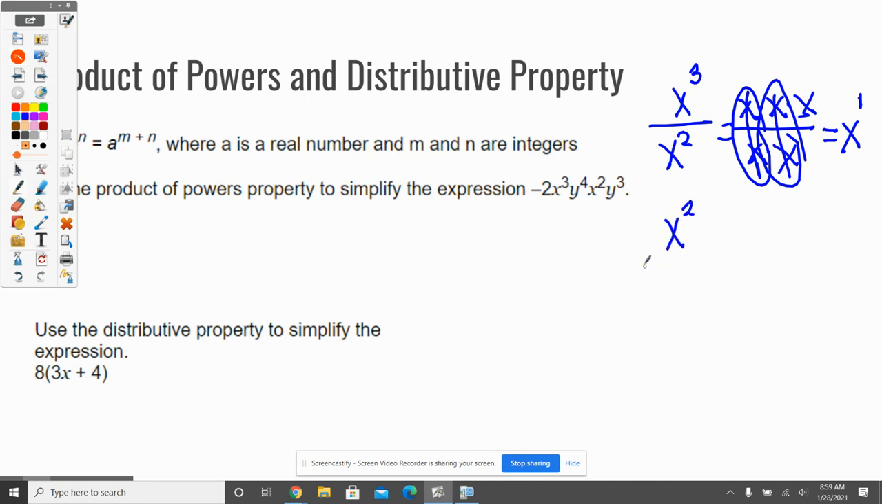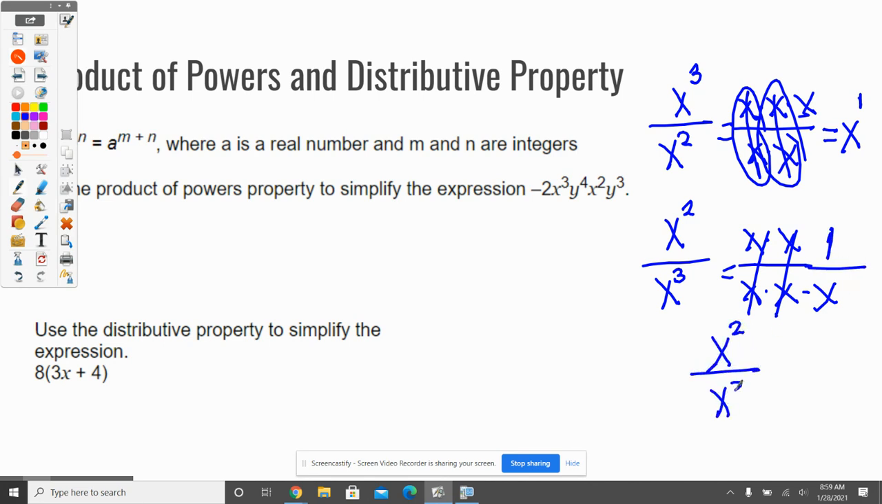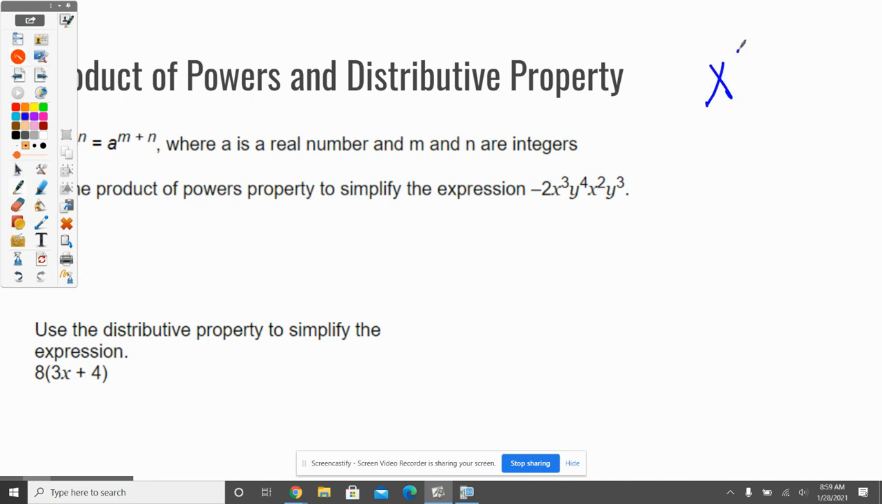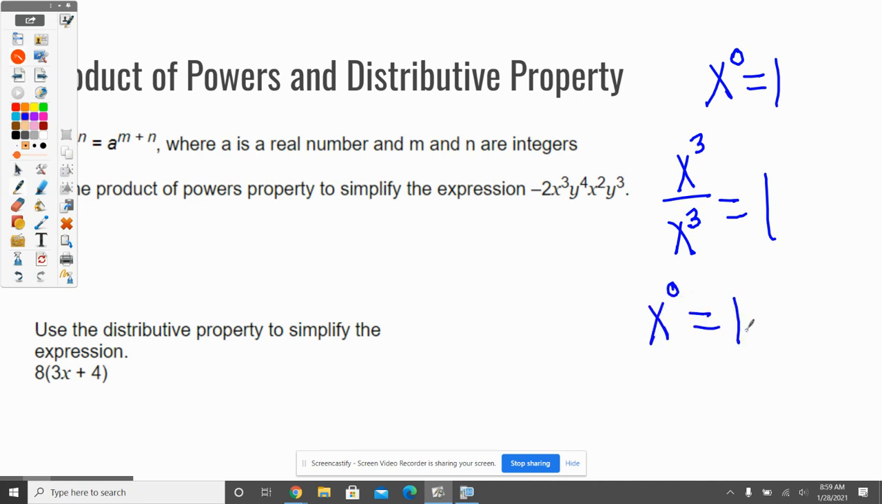And if it was the opposite way, where x squared was over x to the third, the idea is the same, except that x is left in the denominator spot. And you would have to put a 1 as a placeholder, and x squared over x to the third is 1 over x. And this is where that x to the 0 equals 1 shows up. Because you guys know that x to the third over x to the third, anything over itself is 1. But if I would do that subtraction rule, it would be x to the 0 equals 1. So that's why anything to the 0 power equals 1.